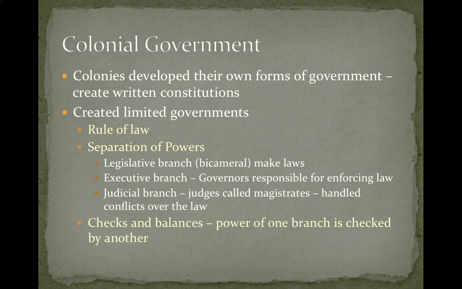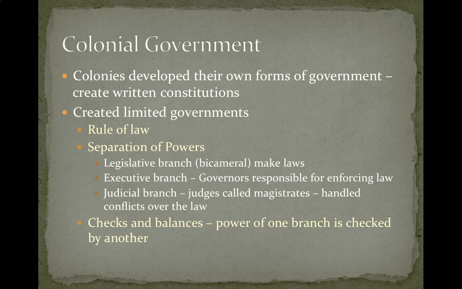So the states individually created governments with a legislative branch in order to make laws, and they created bicameral legislatures, which meant they had two houses. They created an executive branch. These states had governors who were responsible for enforcing the laws, and they each had a judicial branch. And they had judges called magistrates whose responsibility was to handle conflicts over the laws.